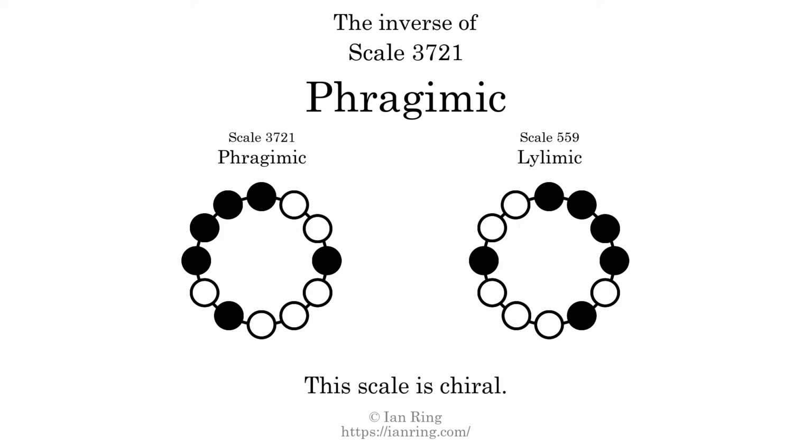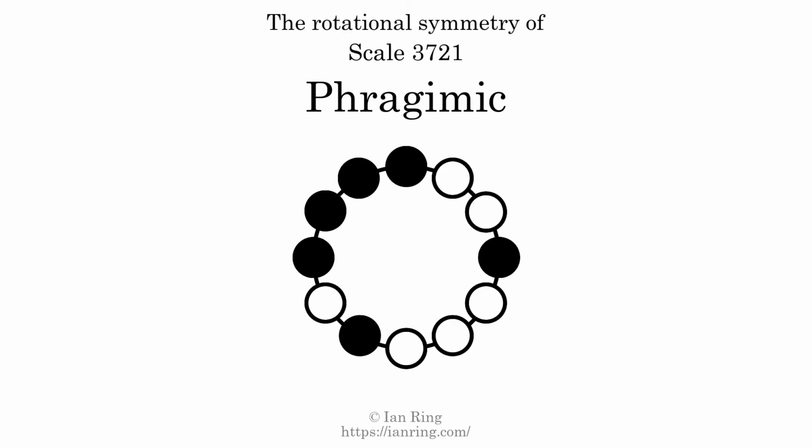The inverse of a scale is a mirror image. It is what you get when the sequence of intervals is reversed. The inverse of this scale is scale 559, also known as Lilimic. This scale is chiral. It cannot transform into its inverse by rotational transformation. This scale has no rotational symmetry.